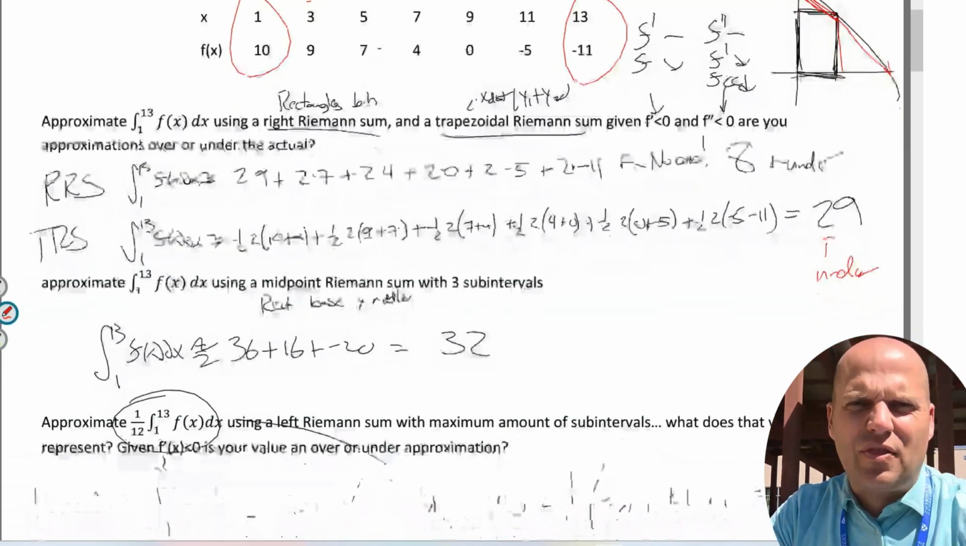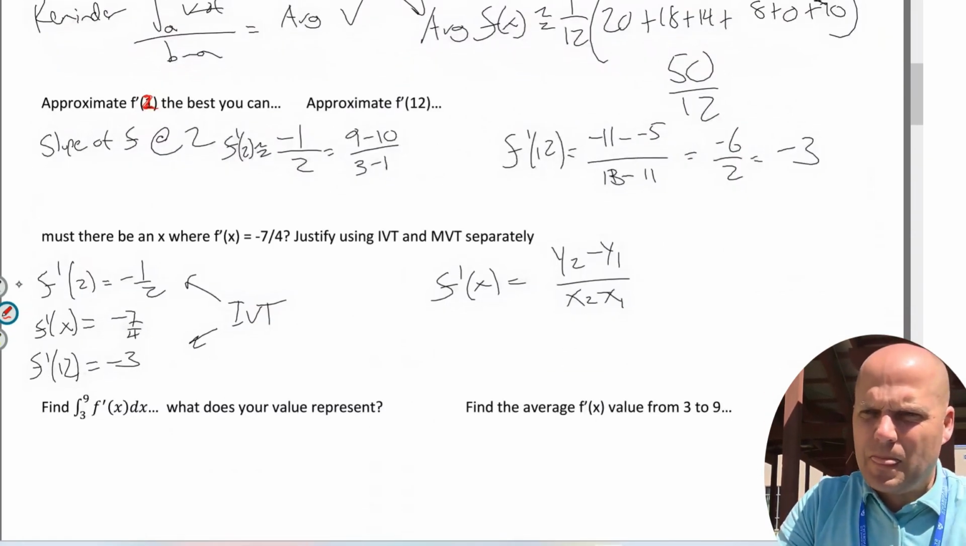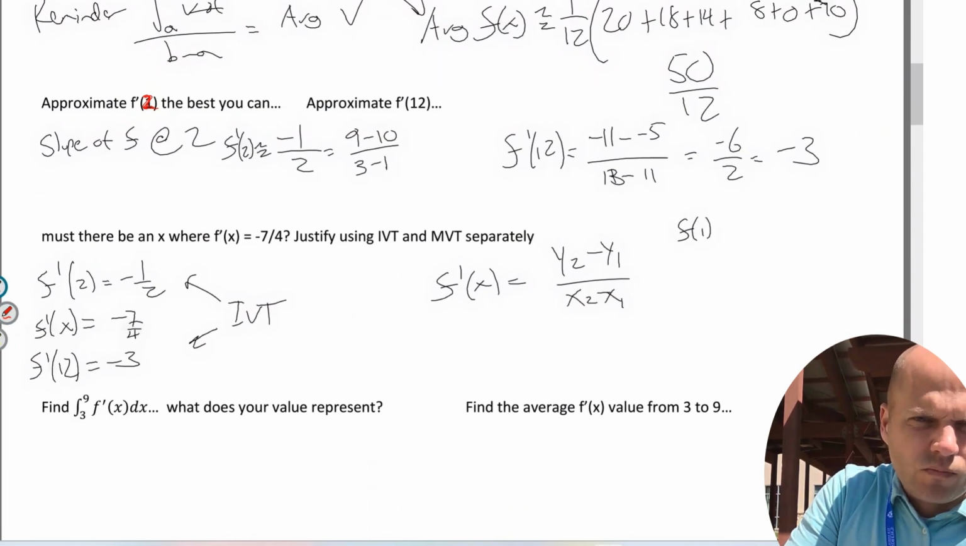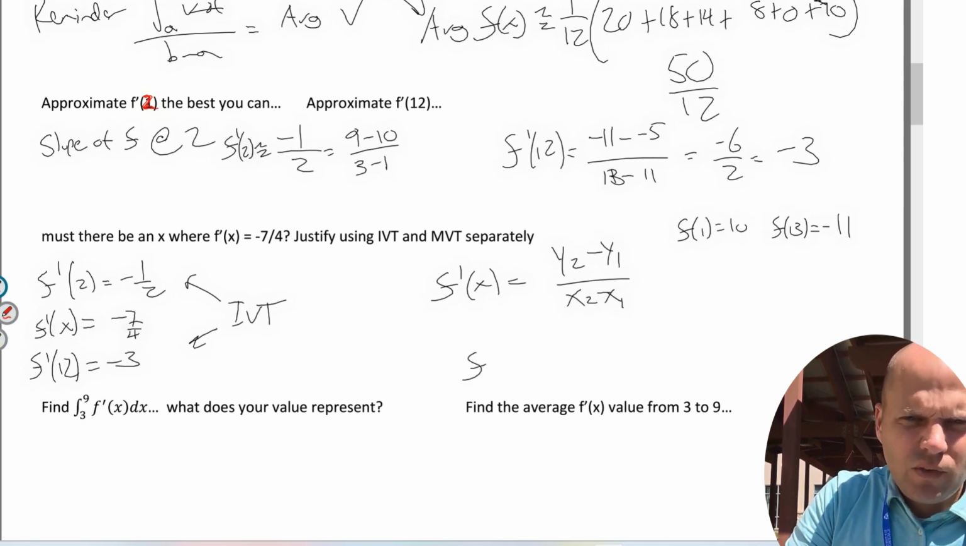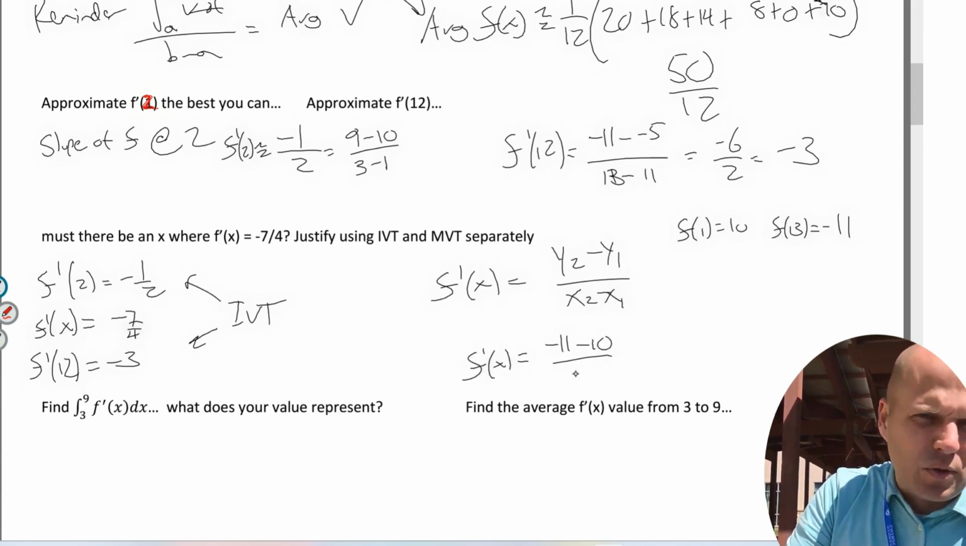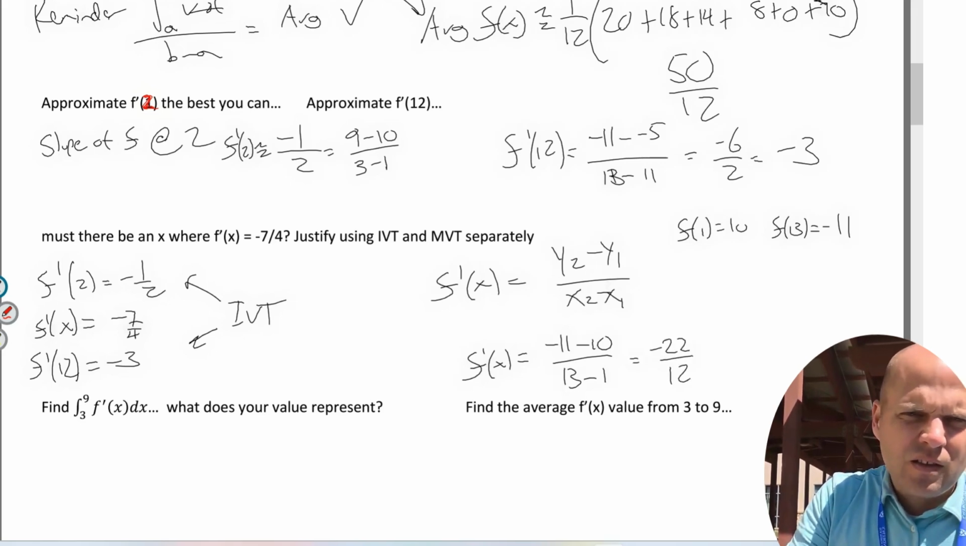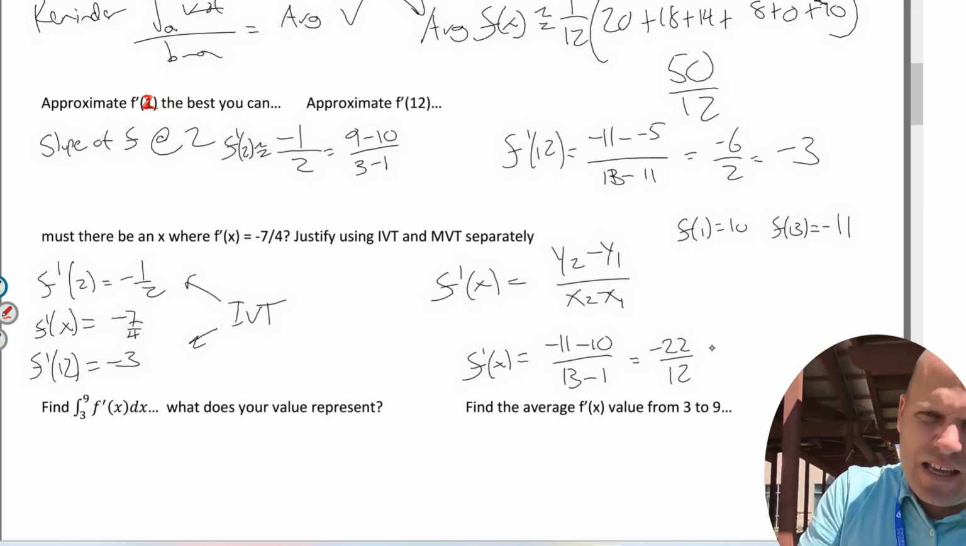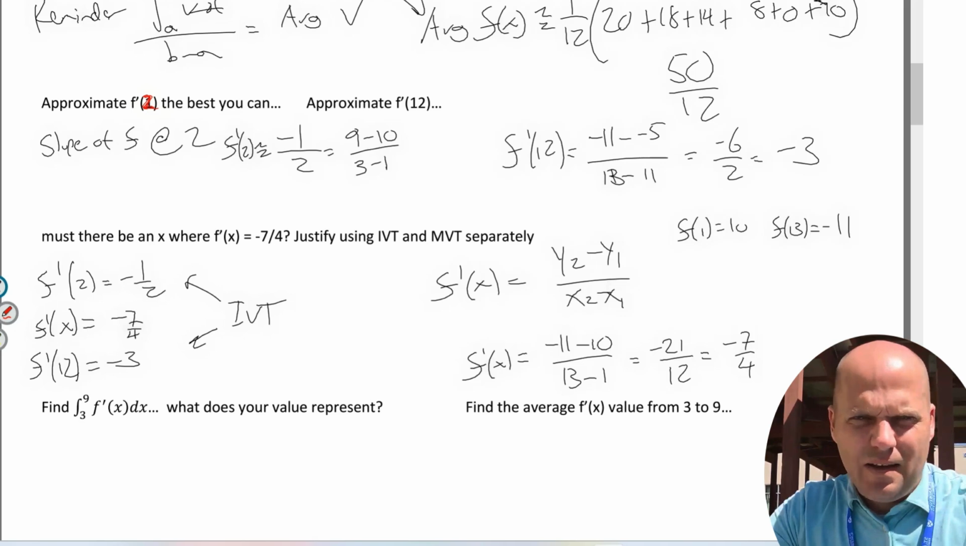I got (1, 10) and (13, -11). Cool. Well, my slope between those 2 points is down 21 over 12. Divide the top and bottom by 3, and I get -7/4. Okay.